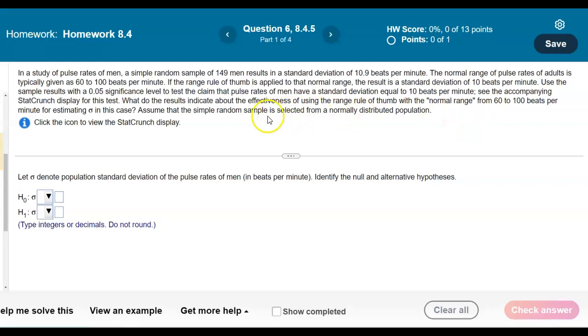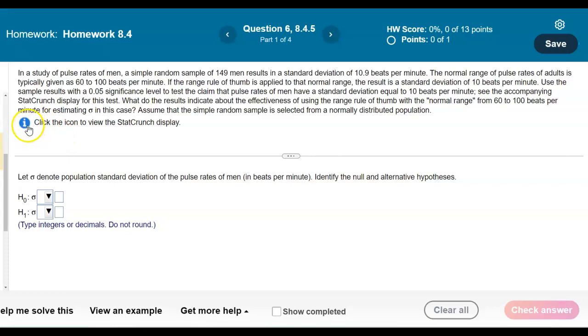beats per minute. Use the sample results with a 0.05 significance level to test the claim that the pulse rates of men have a standard deviation equal to 10 beats per minute. See the accompanying StatCrunch display for this test. What do the results indicate about the effectiveness of using the range rule of thumb with the normal range from 60 to 100 beats per minute for estimating the population standard deviation in this case? Assume that the simple random sample is selected from a normally distributed population.